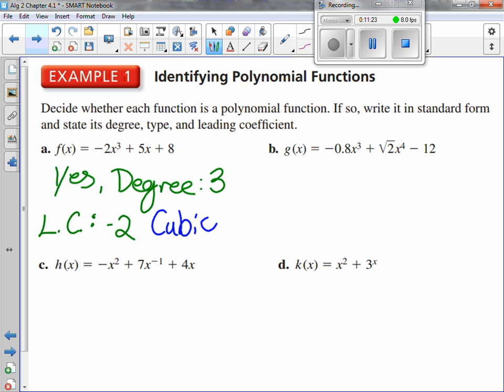Okay, let's look at the next one. Letter B. Is this a polynomial function?